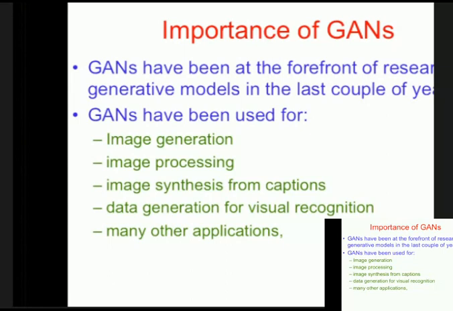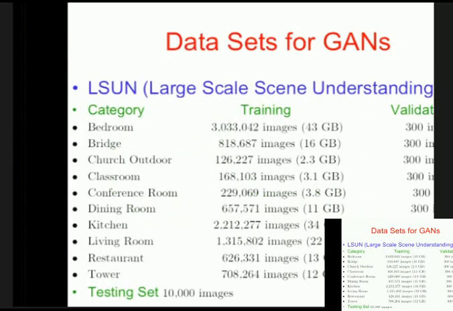Why are GANs popular? GANs have been at the forefront of research on generative models in the last couple of years, and they have been used for image generation, like the faces we saw, image processing, image synthesis from captions, data generation for visual recognition, and many other applications. Not sure whether the language people believe in it or not, but that's a little mini wave happening in machine learning.